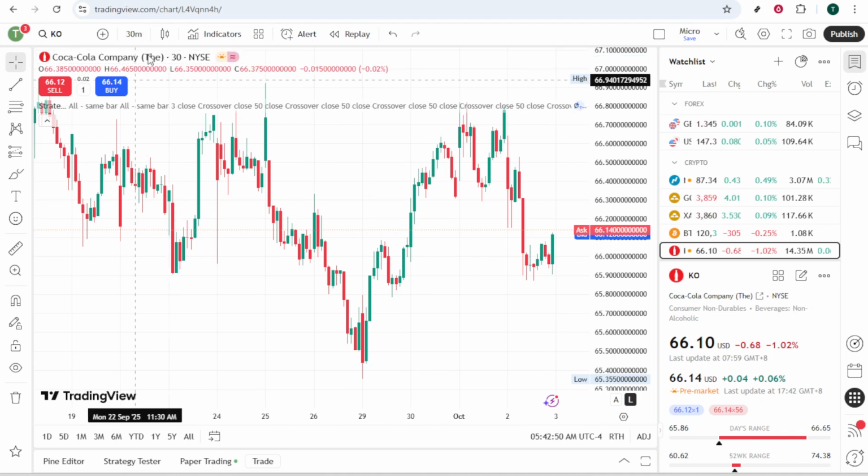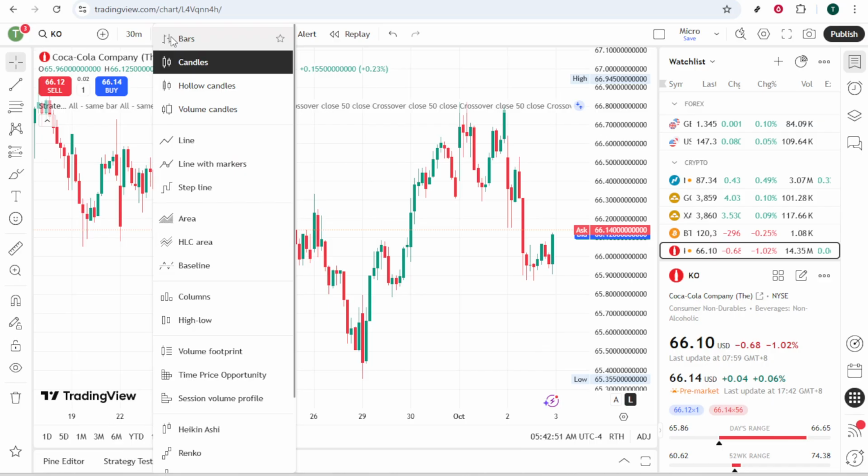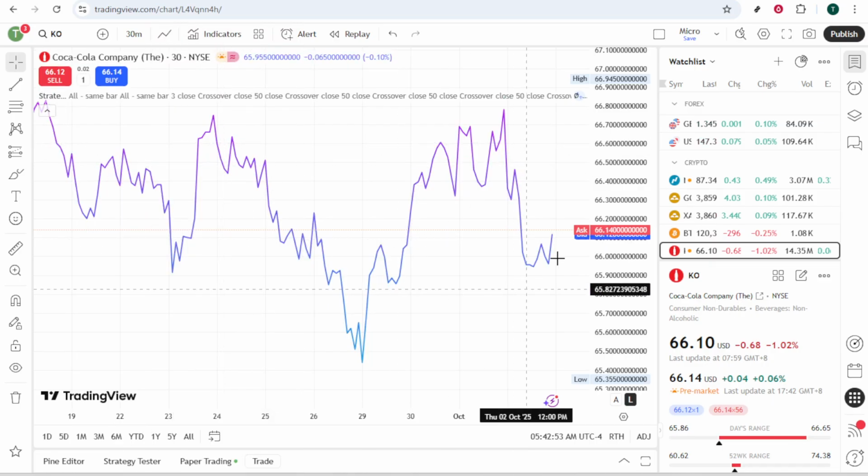By following these steps, you'll be well equipped to set up and execute a pairs trade on TradingView, leveraging the power of spread charts and indicators to make informed decisions. Remember, successful trading requires patience, practice, and careful risk management.